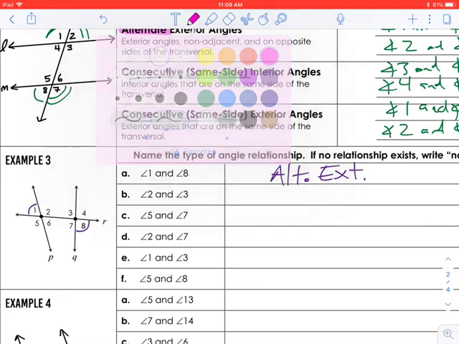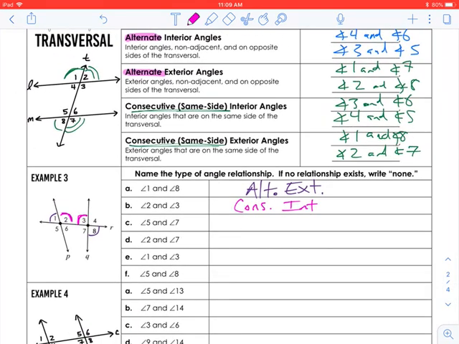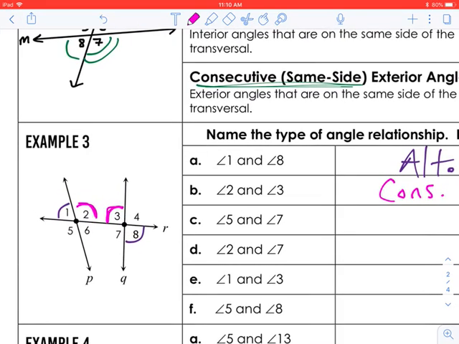Okay. So 2 and 3. Let's look at 2 and 3. So we've got 2 here, 3 here. They're consecutive because they're on the same side of the transversal, and they're inside. So that would be consecutive interior, or you can also say same side interior. Okay. 5 and 7.